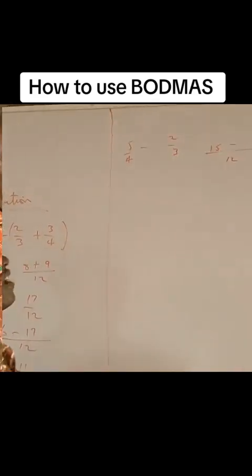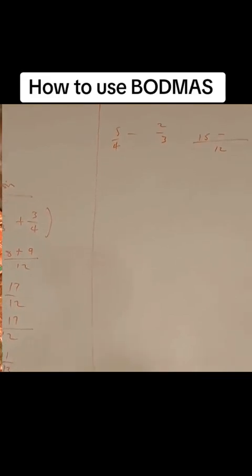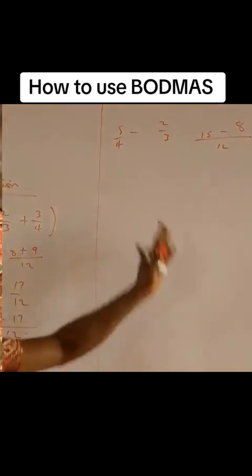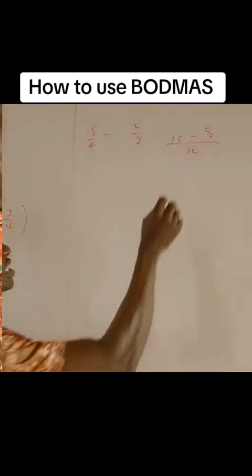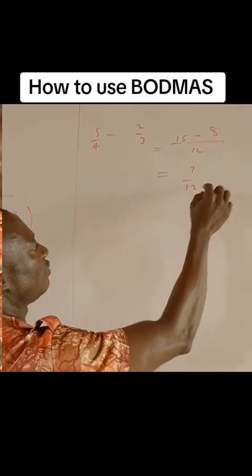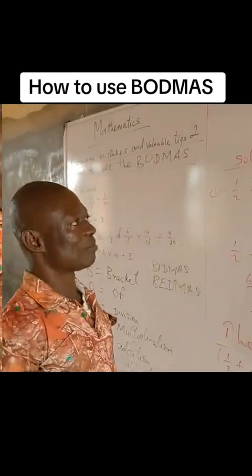Minus 3 divides 12 will give you 4. 4 times 2 will give you 8. And so the last answer to this question will be 15 minus 8, which is 7. 7 over 12. 7 over 12 becomes the correct answer to this simplification of number 1.